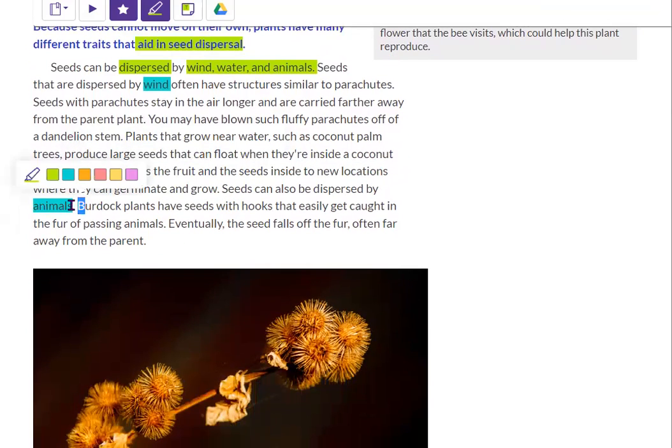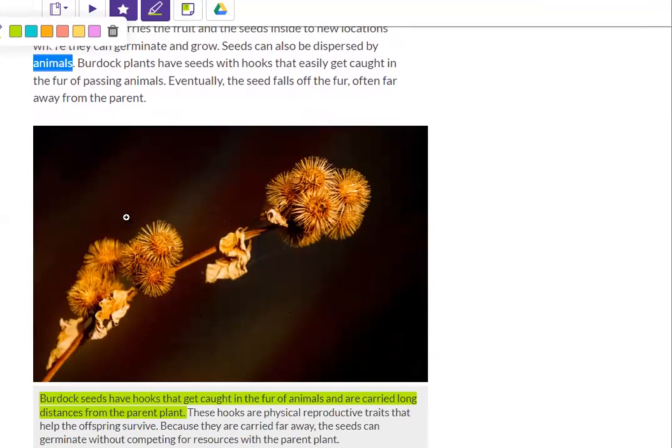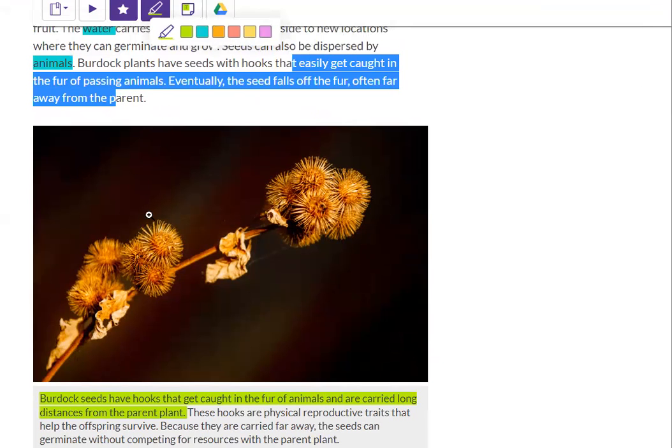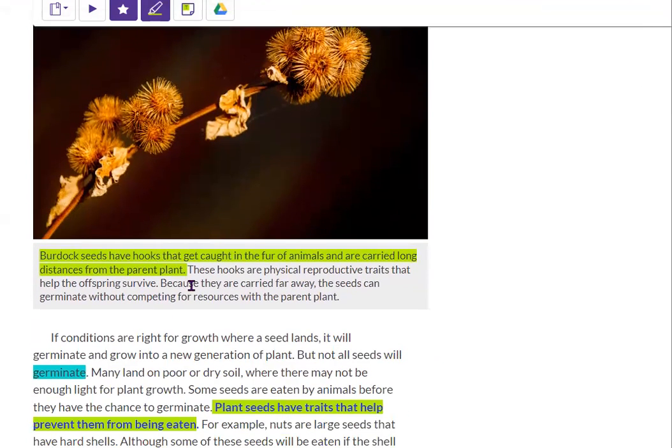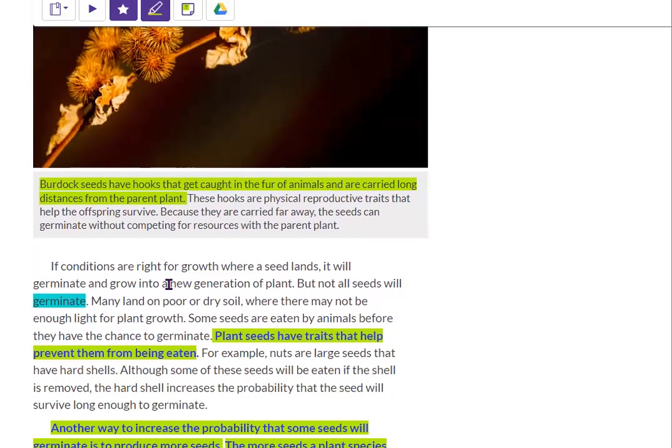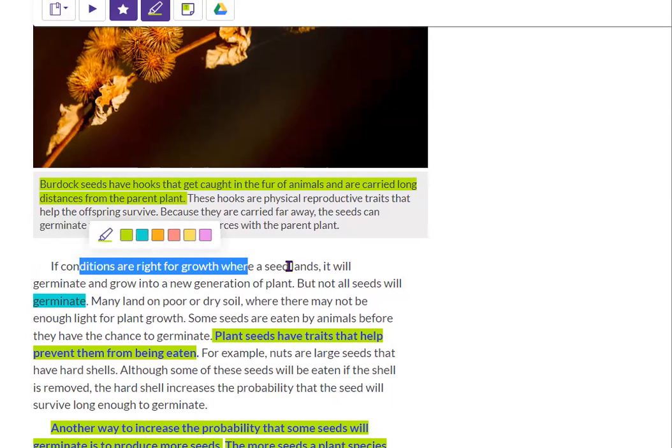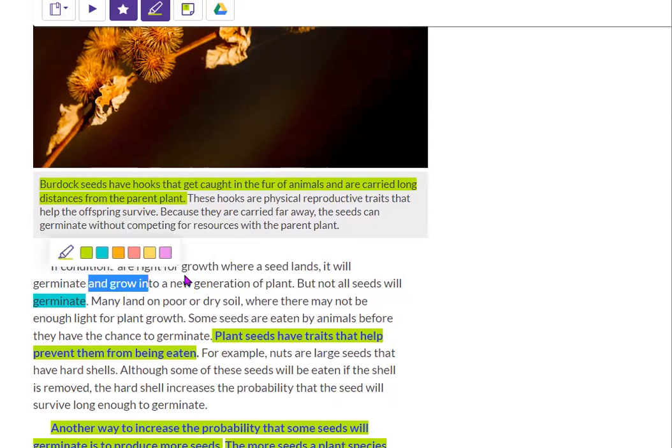And seeds can also be dispersed or sent through different places by animals. And so this right here, these are burdock plants that have seeds which have hooks on them, and they get caught onto animals' fur pretty easily. And so once they're caught in an animal's fur, that animal will travel to a new location, and the seed will fall off, and they can grow there. If the conditions are right for growth, right, it'll germinate and grow.